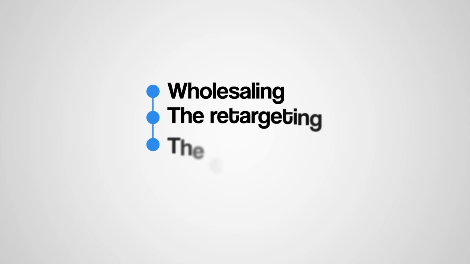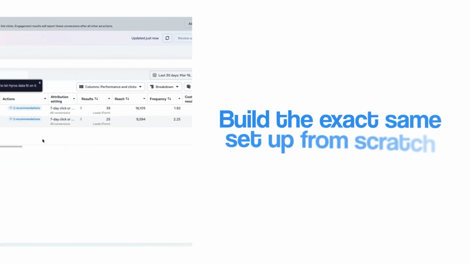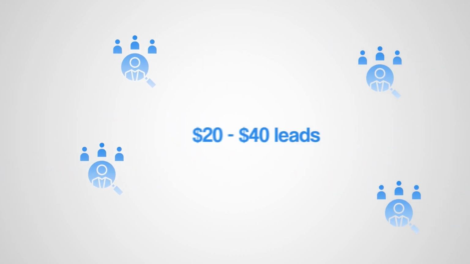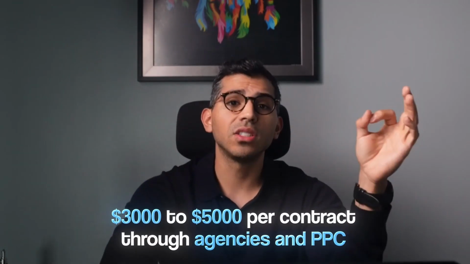And I've gotten a few questions about how exactly I set this up for my Facebook ads for wholesaling: the retargeting, the creative, the budget, all of it. So today we're gonna hop into a brand new ad account of one of my new clients and build the exact same setup from scratch right in front of you, so that you can see exactly what a campaign looks like that can generate $20 to $40 leads, and how you can get contracts for $600 to $1,500 while everyone else is paying around $3,000 to $5,000 per contract through agencies and PPC.